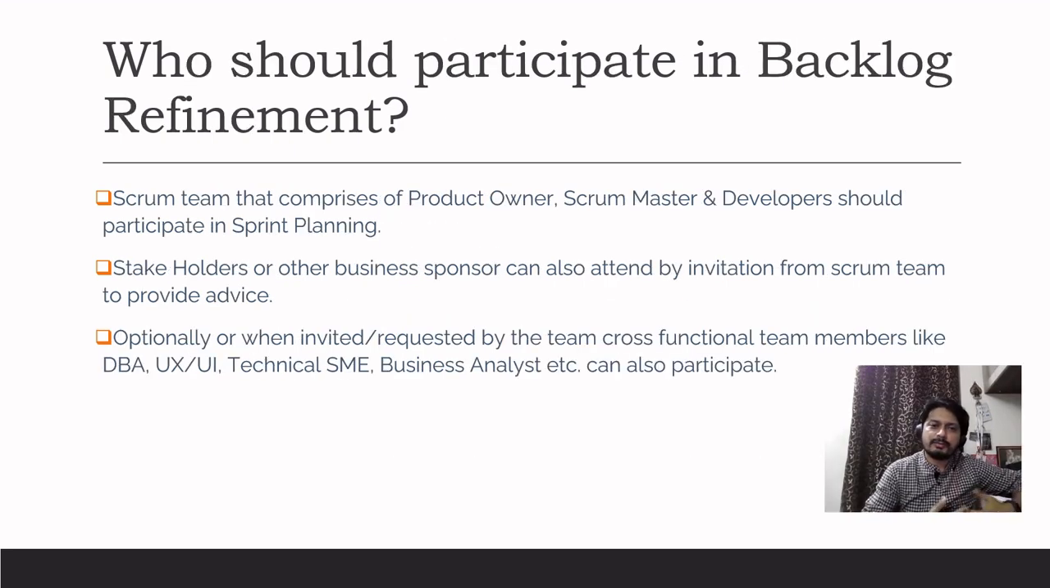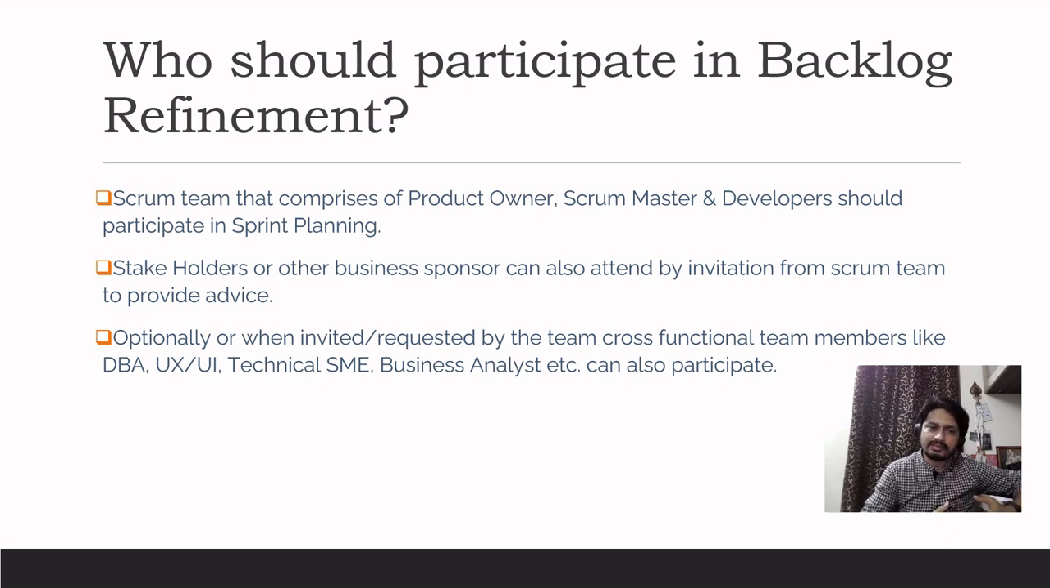Let's discuss who should participate in backlog refinement. As we discussed in the previous slide, there is no predefined set of attendees, but let's see who are the primary participants for backlog refinement. Ideally, if a Scrum team is having a backlog refinement, the product owner, the Scrum master, and the developers should be part of the meeting. So that is the requirement. The whole Scrum team should be there. But again, it's not mandatory.